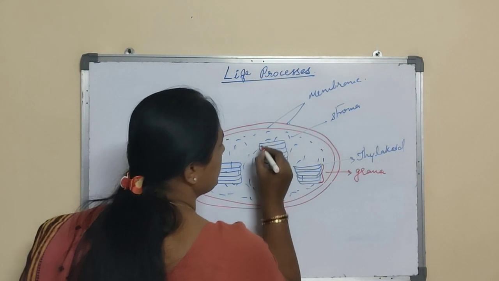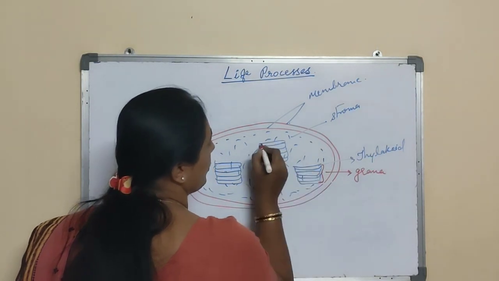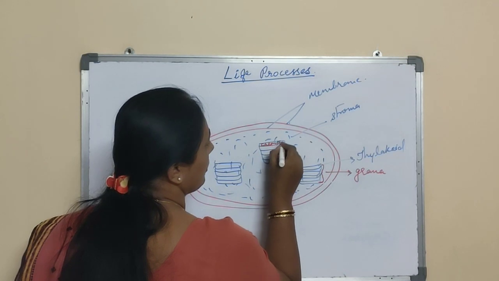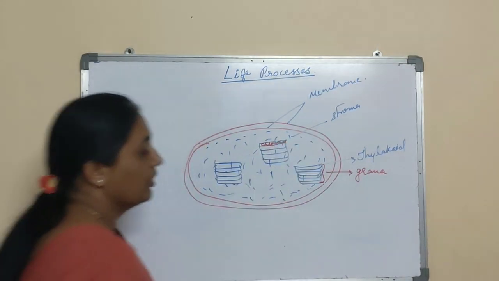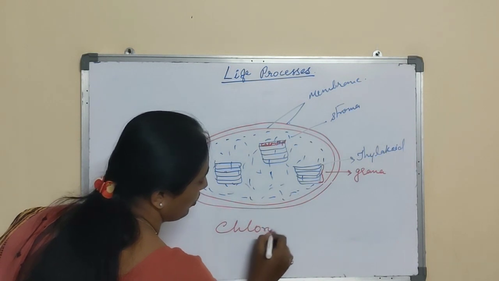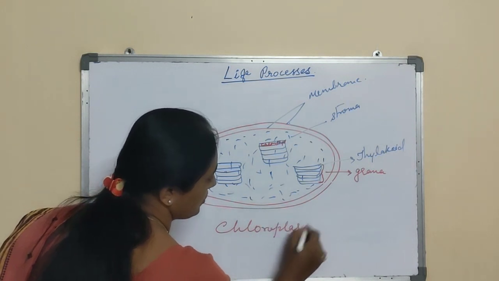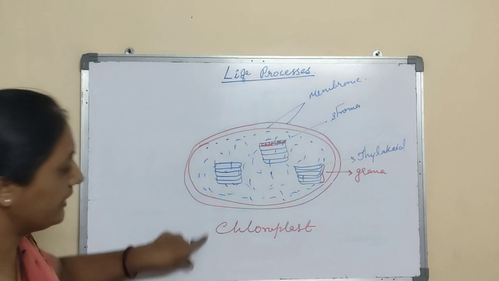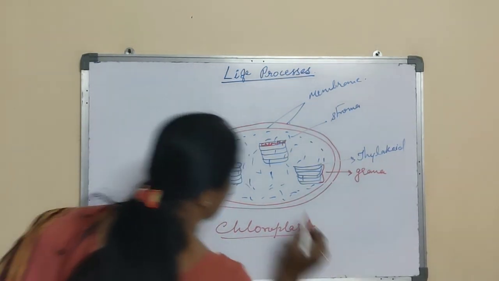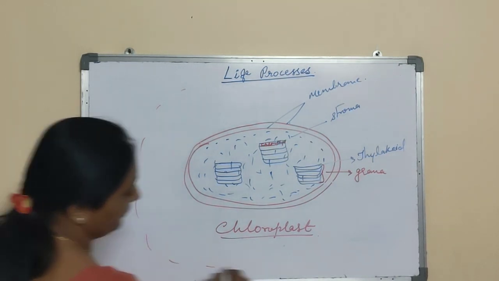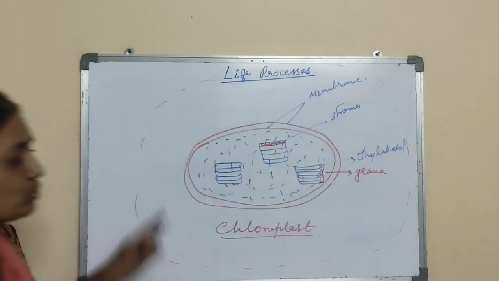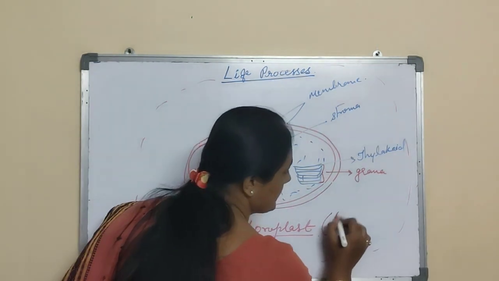And inside these thylakoids, chlorophyll is present. Where chlorophyll remains present, this is the structure of the organelle chloroplast. This chloroplast is present in a cell of a plant. Chloroplast is an organelle.